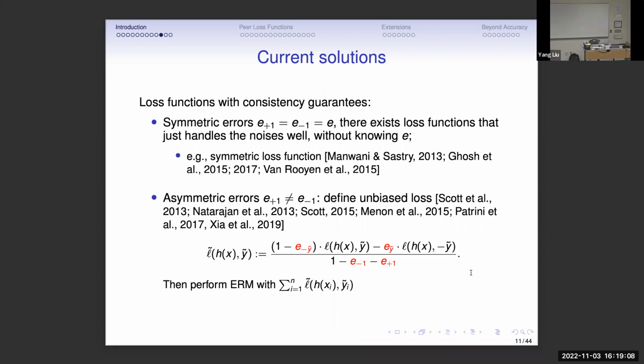Okay, I'm going to show you the proof. It's just two lines. But if this is the case, you can just perform ERM with this L tilde, this corrected loss, and by the law of large numbers, this is going to converge to its expectation, which is going to equal the true loss. I'm showing this on the next slide.